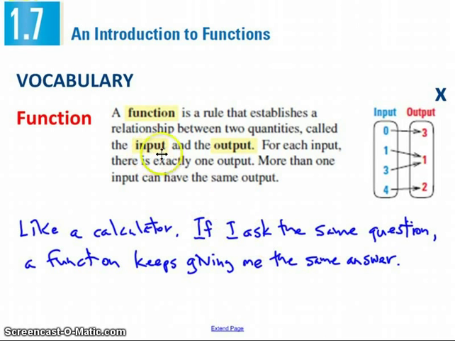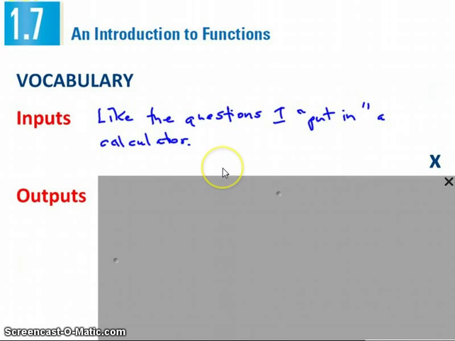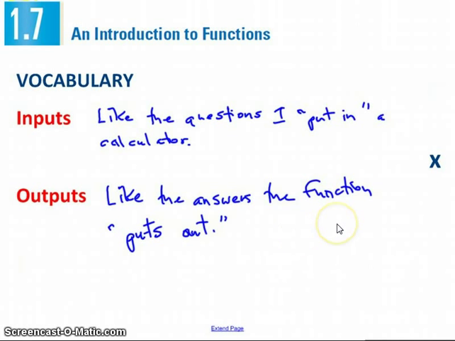Let's now talk about inputs and outputs. By the way, functions are something we're going to come back to again later. So I'm not so focused on whether or not everybody has functions completely clear in their minds. We'll have more opportunity to talk about that. But we do need to talk about these two things, input and output. Inputs are like the questions that I put into the calculator, and I use the word put for a reason. Inputs, put in. And similarly, outputs are the answers that the function, just like a calculator, puts out.